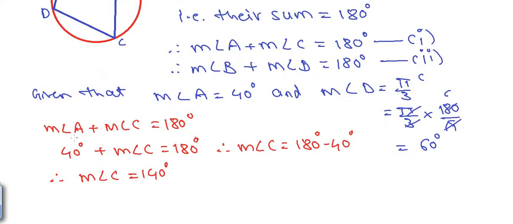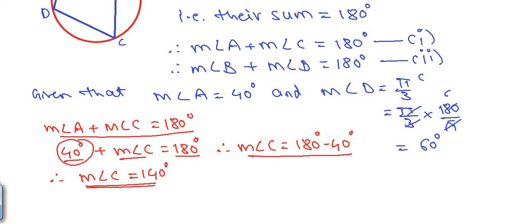Equation number 1. Measure of angle A plus measure of angle C equal to 180 degree. Now we know measure of angle A equal to 40 degree, plus angle C equal to 180 degree. Shift this 40 degree to right hand side, so it will turn negative. So measure of angle C equal to 180 degree minus 40 degree, that is equal to 140 degree. So this is the measure of angle C in terms of degree measure.